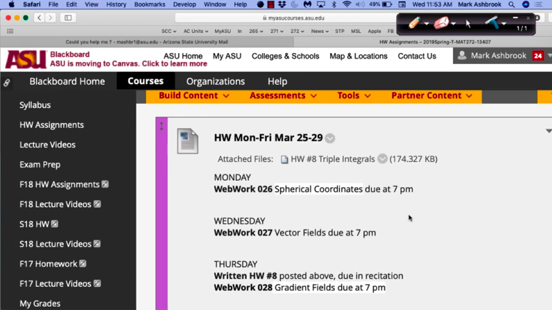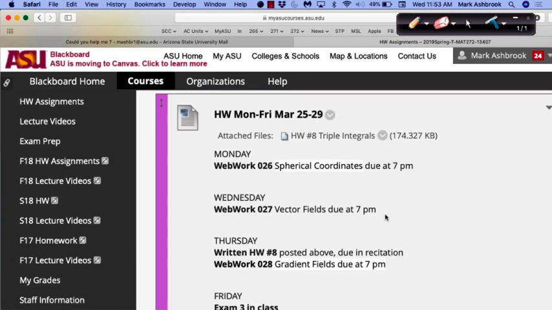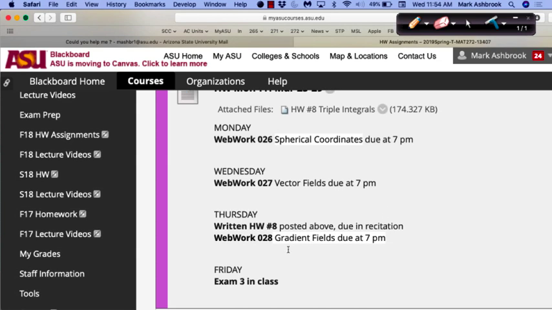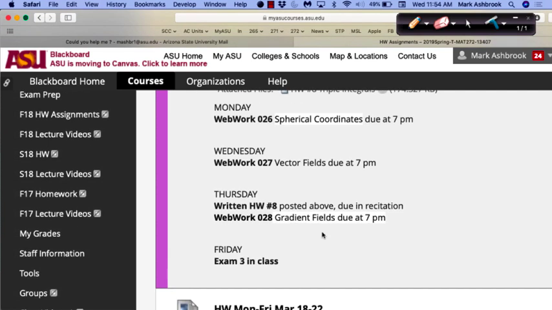Assignments. Tonight you have the vector fields due at 7 p.m. And then tomorrow you have written homework number 8, doing recitation, and then you have gradient fields, which we started talking about and will talk about today. That's due tomorrow at 7 p.m. Notice that's different, so that's Thursday at 7, just so you have it done before the exam, because that's material on the exam. This is all accurate on Blackboard.